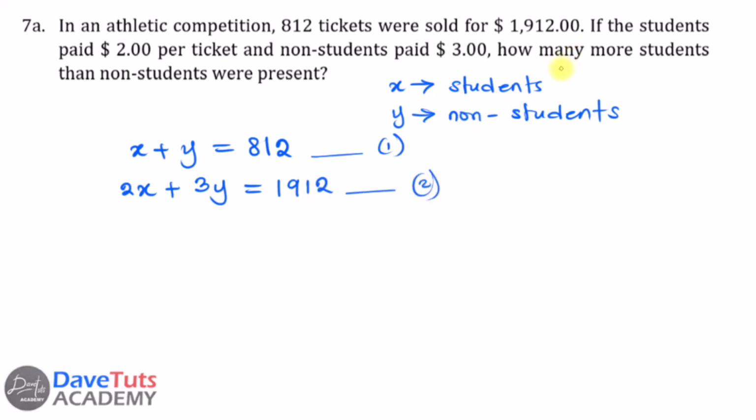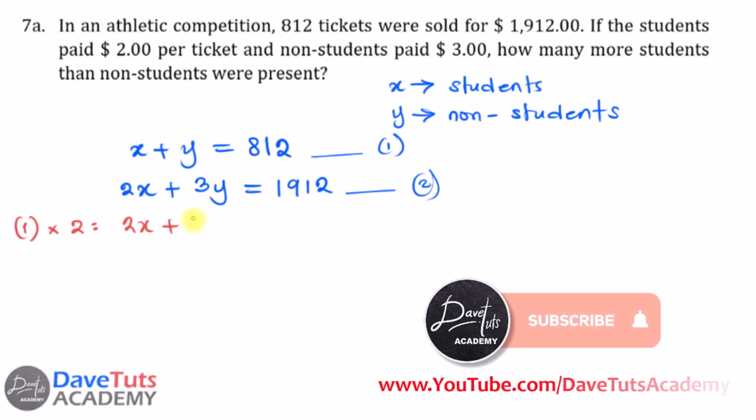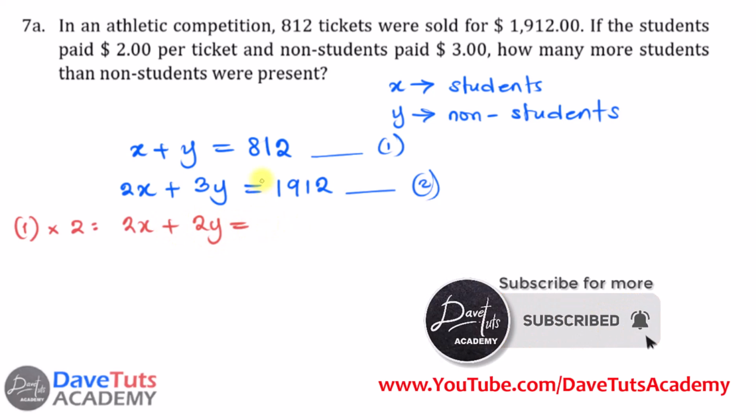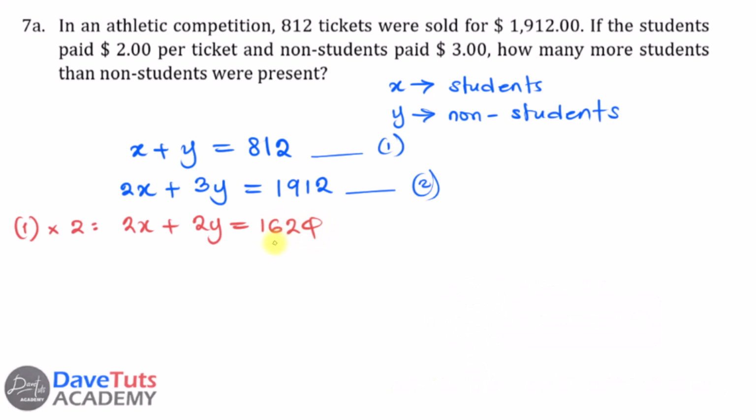Okay, so we want to get the difference in numbers between those who are students and those who are not students. What I would like to do in this case is to multiply equation 1 by 2. Then, multiplying each of these terms by 2 will give me 2x plus 2y is equal to 1624. And then I can tag it as equation 3.